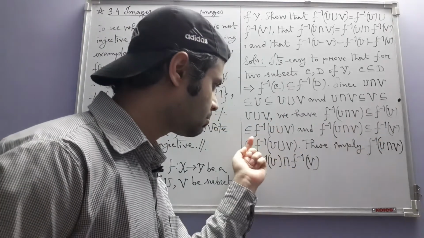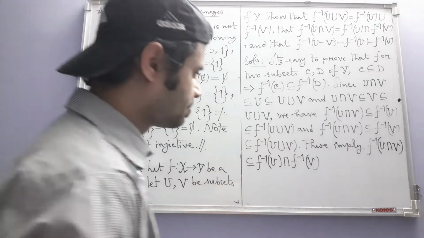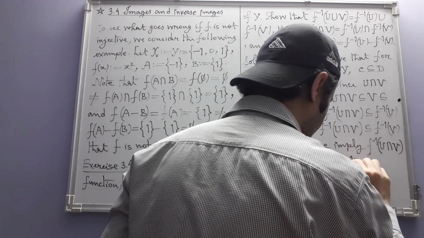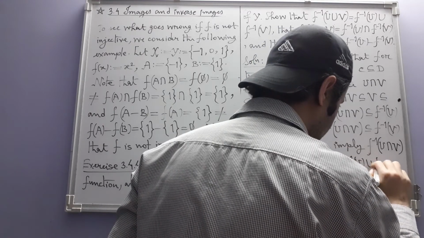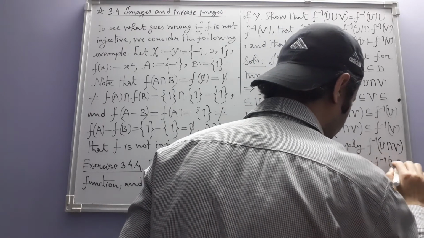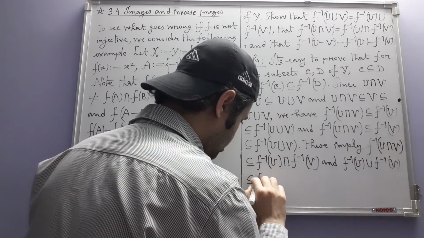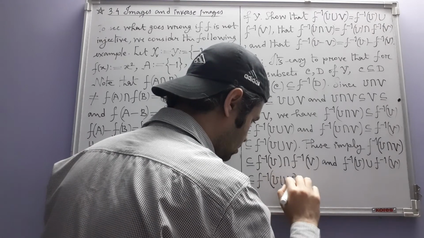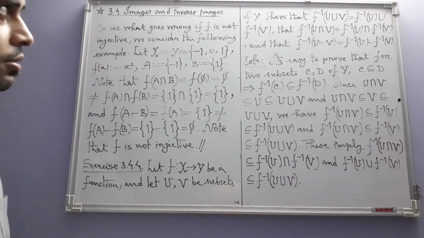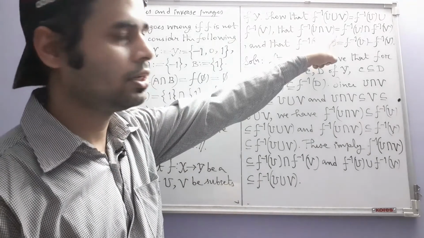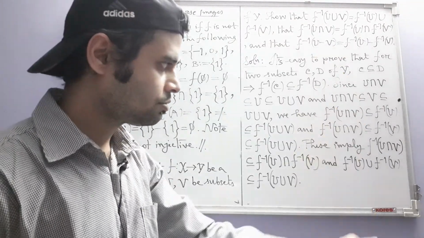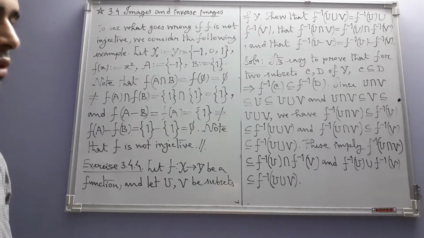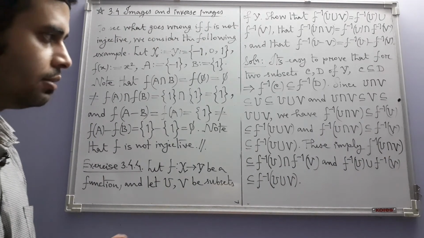So their union will also be contained in this set, and F inverse of U union F inverse of V is contained in this inverse image of the union. So you see that for the first two equalities, for each one of them, one part is now available to us. We have to prove the other parts by considering elements.